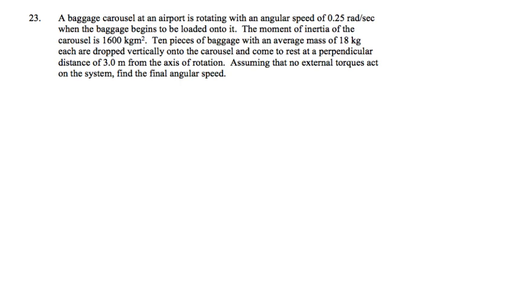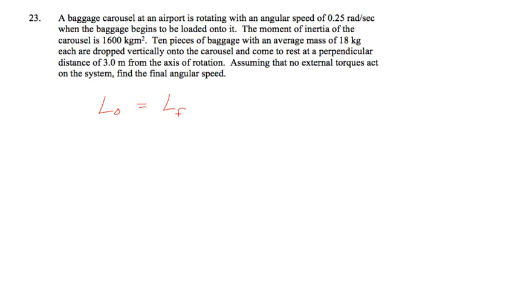All right, so 23 is a conservation of angular momentum problem. What I mean by that is that the angular momentum that we have to begin with is going to equal the angular momentum that we have at some later point in time. And the reason for that is it does say here, assuming that no external torques act on the system. So if there was an external torque, that would be a reason why the angular momentum would be different at the end than it was at the beginning.